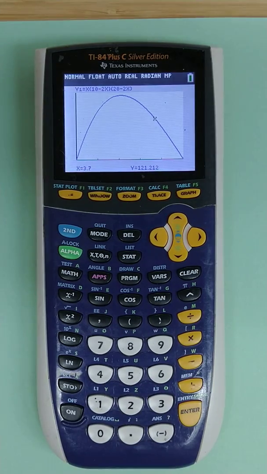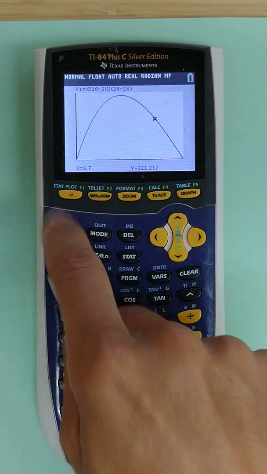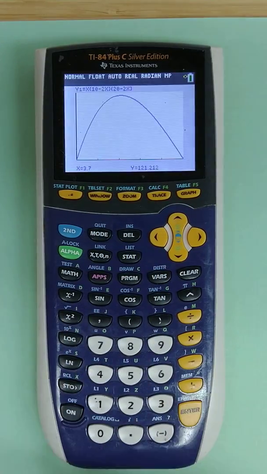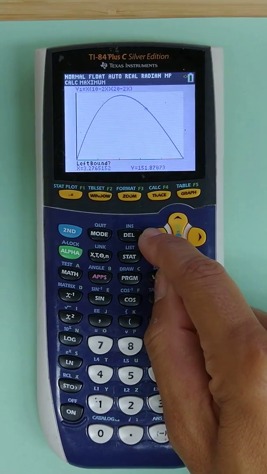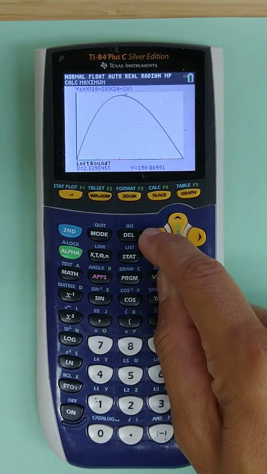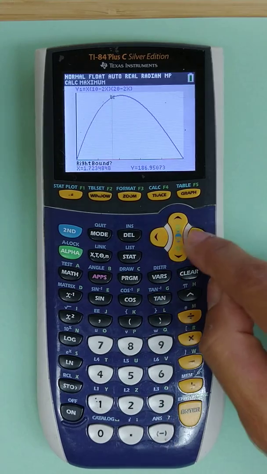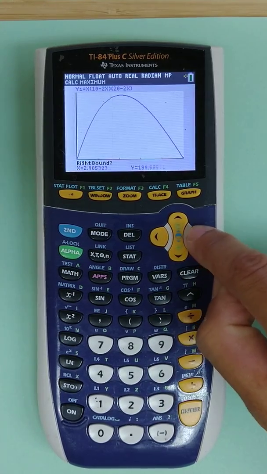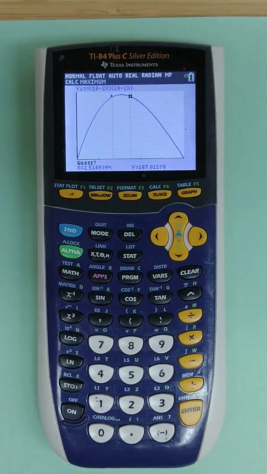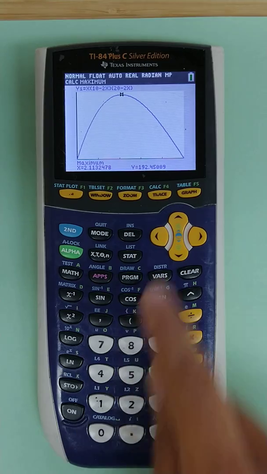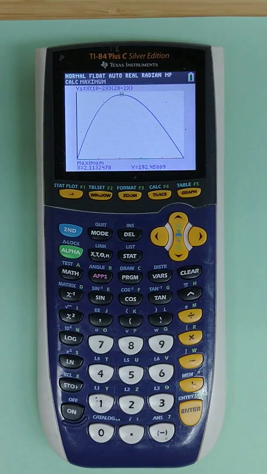The maximum volume possible given the original dimensions of the cardboard is found by doing second calc max, and then I have to go to the left of the maximum and to the right of the maximum, and then it guesses the maximum for me. The maximum occurs at x equals 2.11 inches, and the volume would be 192.450 cubic inches. The problem asks us to express the answer to the volume rounded to 3 decimal places, so the answer we were looking for was 192.450 inches cubed.